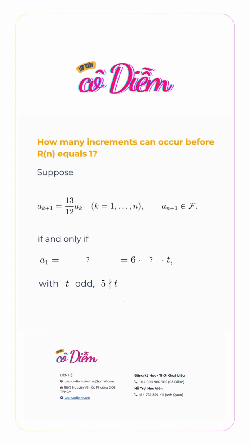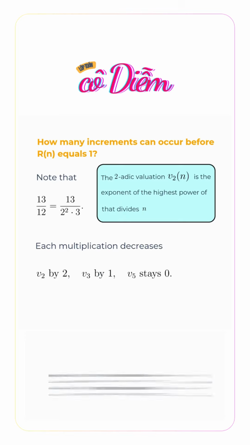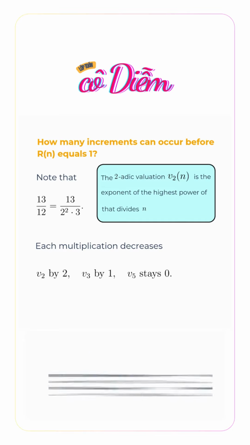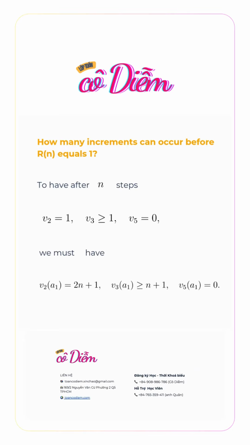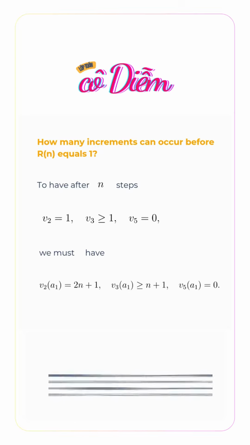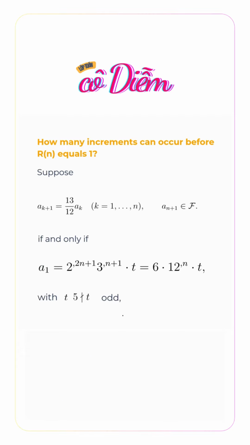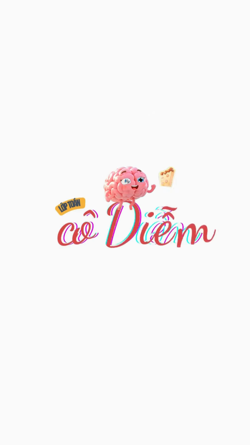Note that 13 over 12 equals 13 over 2 squared times 3. Each multiplication decreases v2 by 2, v3 by 1, and v5 stays at 0. After n steps, to have v2 equals 1, v3 at least 1, and v5 equals 0, we must have v2 of a1 equals 2n plus 1, v3 at least n plus 1, and v5 equals 0. So a1 must have the form 2 to the power 2n plus 1, times 3 to the power n plus 1, times t, which equals 6 times 12 to the n.